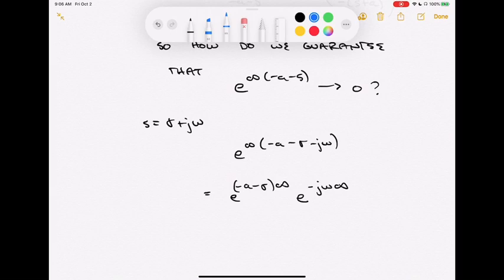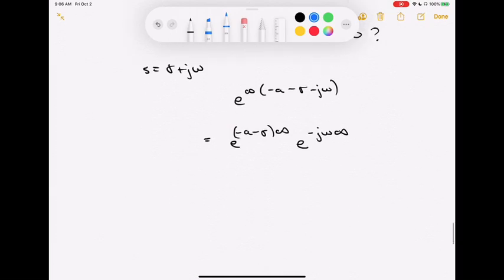I'm going to look at the rightmost term first. E to the j something real is just a rotating vector in the complex plane. We had looked at that before. When you have a purely imaginary argument for the exponential, you get a spinning vector. It neither grows nor decays. This doesn't help us converge. This guy here just spins.